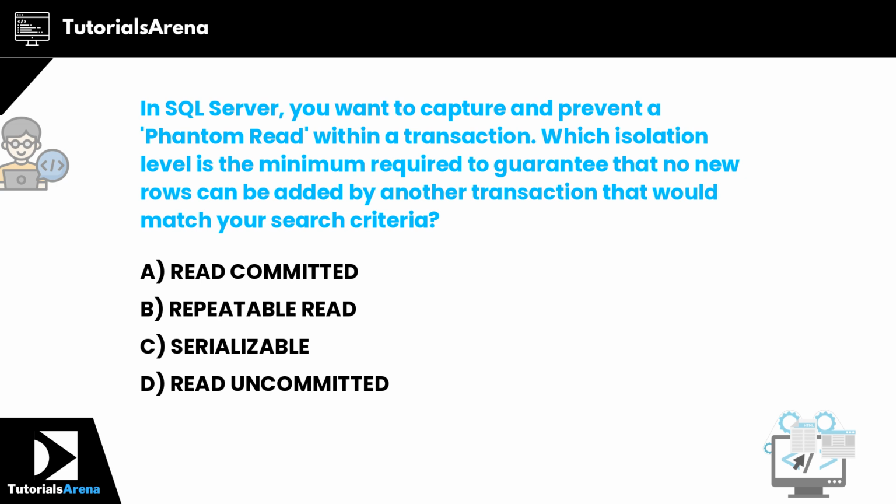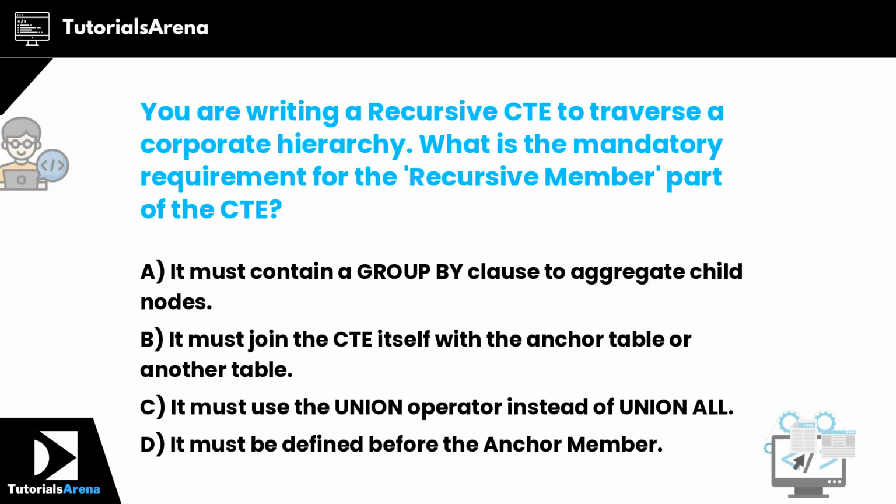In SQL Server, you want to capture and prevent a phantom read within a transaction. Which isolation level is the minimum required to guarantee that no new rows can be added by another transaction that would match your search criteria? Answer is C. Serializable.